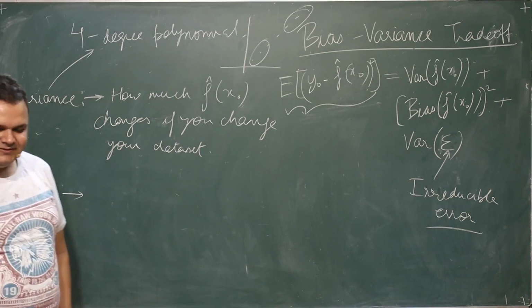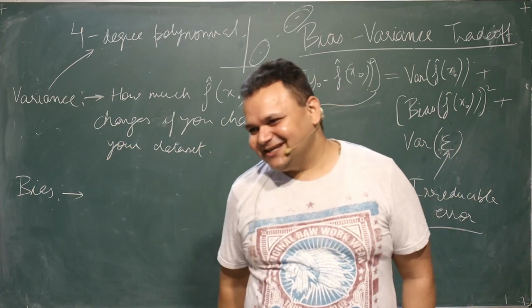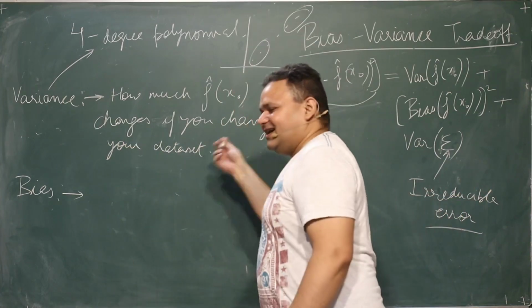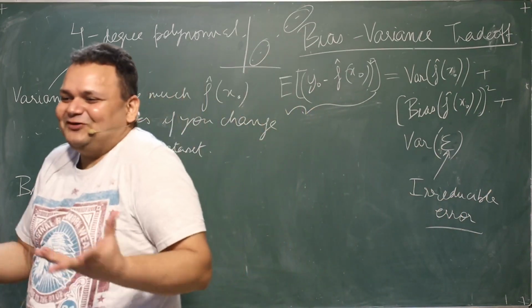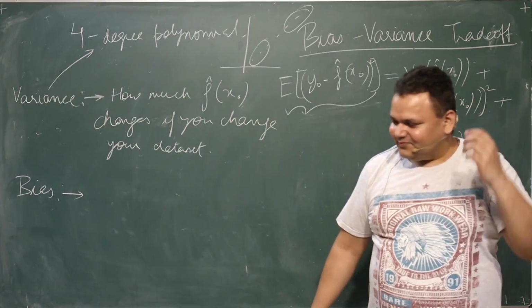What is bias? It is the opposite of variance in one sense. How much your function does not change, even if you change your data. So what happens in that case?